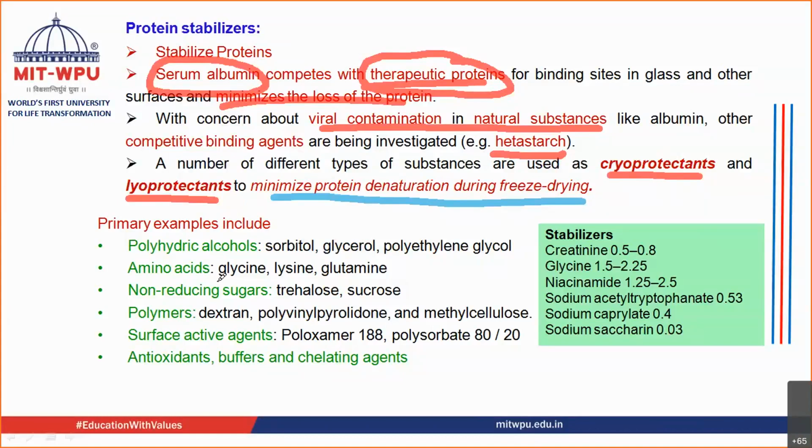If your preparation is a protein preparation, if your formulation is a protein formulation containing protein, then you have to add protein stabilizers in order to stabilize the protein. And basically, they act by undergoing preferential destabilization. So these ingredients that you have added undergo preferential destabilization, whereby the protein which has therapeutic value is being protected from destabilizing.